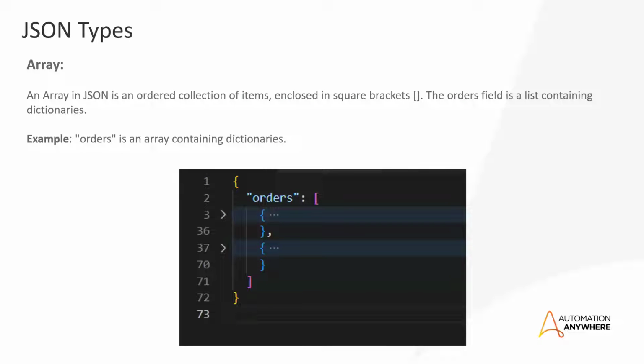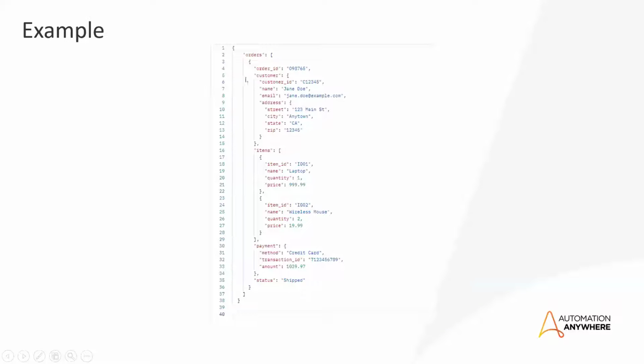Now we'll look at the different JSON types we have. The first one is array. An array in JSON is an ordered collection of items enclosed in square brackets. In the example below, which I have minimized in the screenshot to make it simple, the orders field is a list containing dictionaries. Basically, it is an array. Let me go back. We have different JSON objects inside it. To extract the information, use the JSON package, grab all the nodes inside this object, loop through them and get the required values.